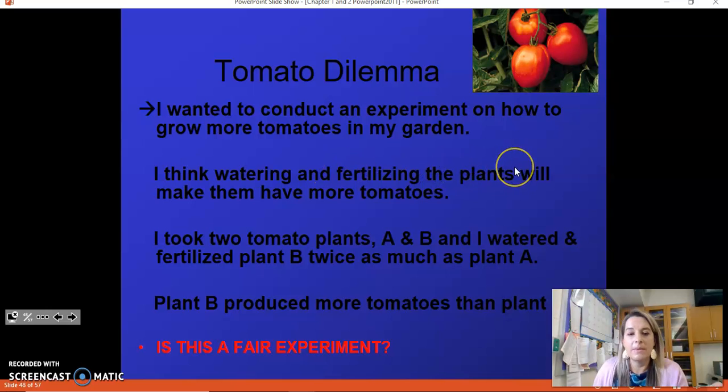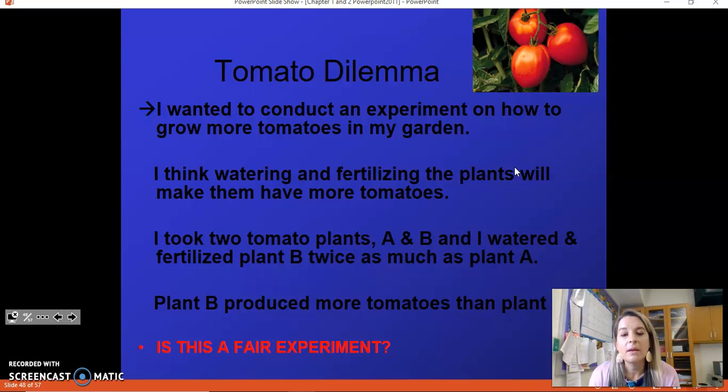So there's a little dilemma here. You wanted to conduct an experiment on how to grow more tomatoes in my garden. I think watering and fertilizing the plants will make them have more tomatoes. I took 2 tomato plants, plant A and plant B, and I watered and fertilized plant B twice as much as plant A. Plant B produced more tomatoes than plant A. Is this a fair experiment? What do you think?